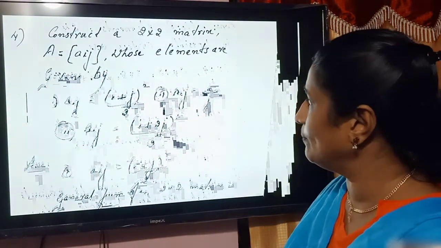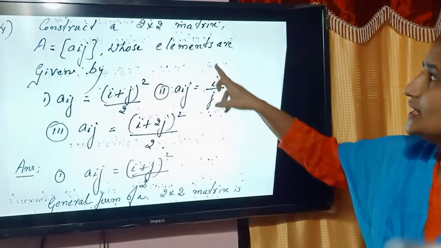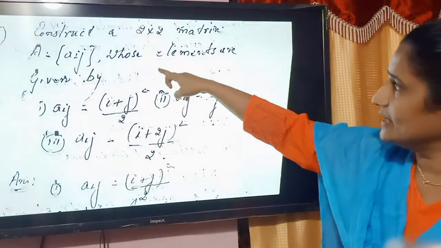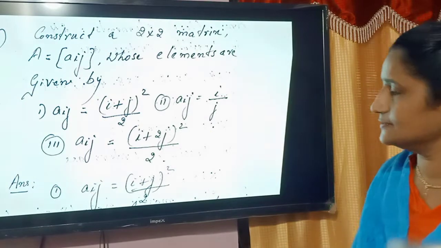Consider the first part. See the question. Construct a 2 by 2 matrix. First you write the question. That's better. Construct a 2 by 2 matrix A equal to [aij], whose elements are given by, not the 3 parts. Then only I explain.